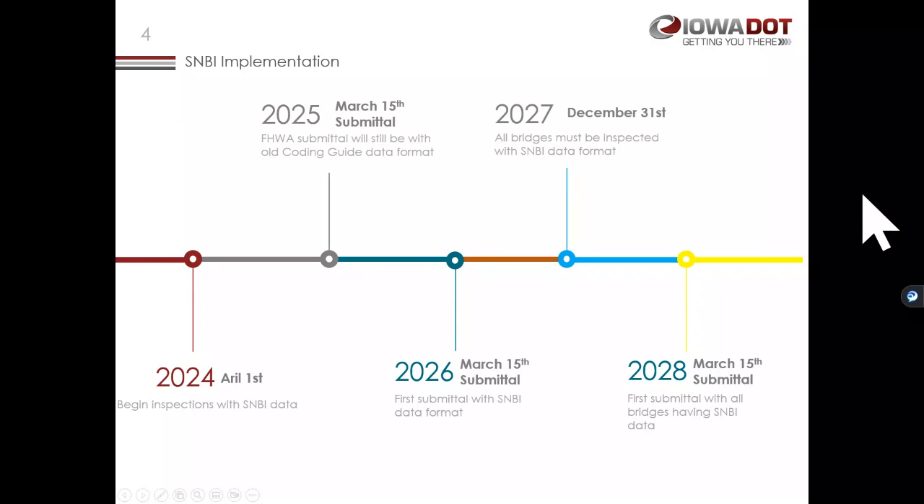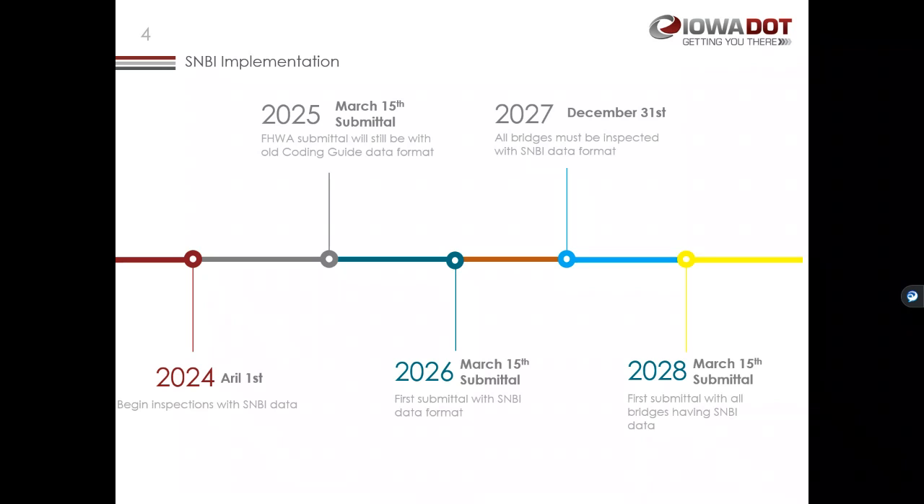The timeline for implementing this: we're starting the implementation, I think everybody's aware, April 1st. All of the forms in SIMS have been updated to include the SNBI data. So on April 1st, those will go live and everybody can start inspecting with that, or everybody will have to start inspecting with the new data.